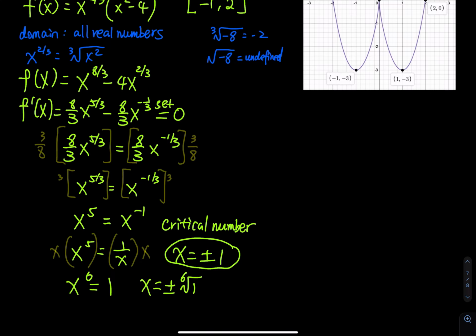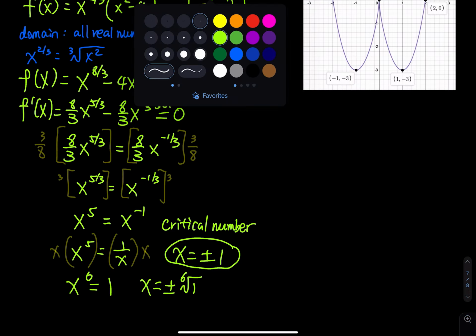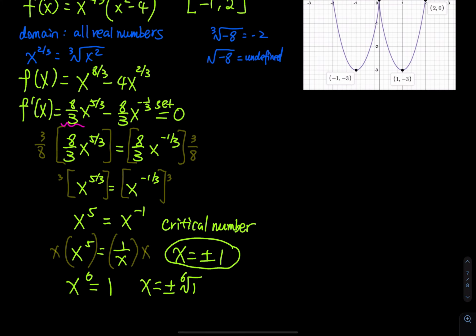What I am going to do next is take this out and bring this out. So that gives me x, 8 over 3, x to the 5 over 3, and then minus 8, and then this is a 3, and then bring the -1/3 down to the denominator. So we have a cube root of x, and that equals 0, right? So when you find critical numbers, you set that equal to 0 and solve for x.